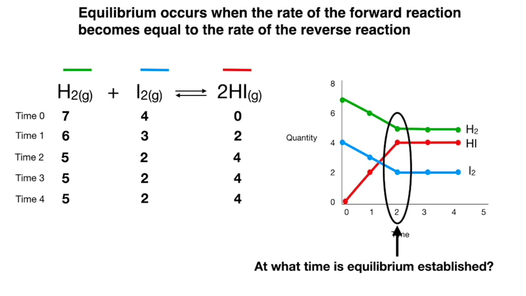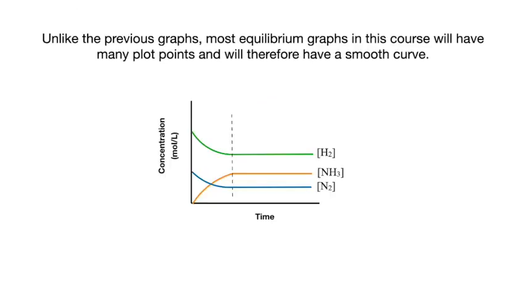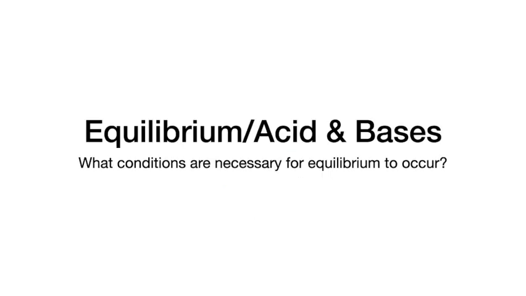Okay, now those are quite angular graphs. When we show these to you on tests and so forth, if we were to graph it in real time, it would look a little more like this. Okay, so that's the first concept. So watch for the next video. What conditions are necessary for equilibrium to occur? Oh, fascinating stuff.